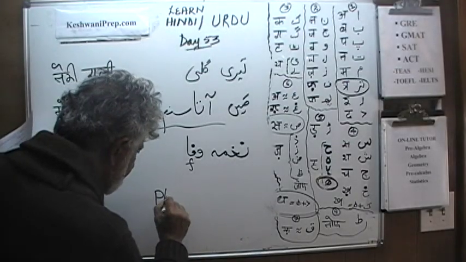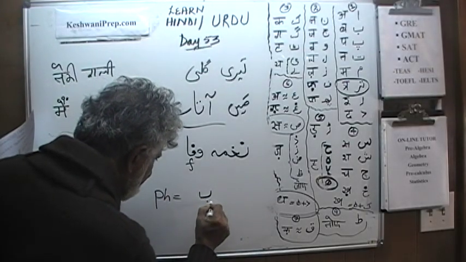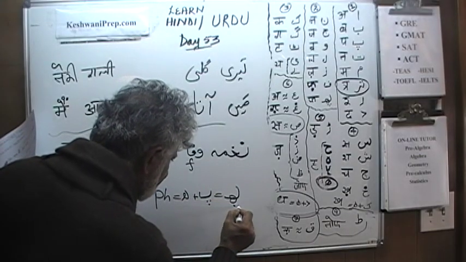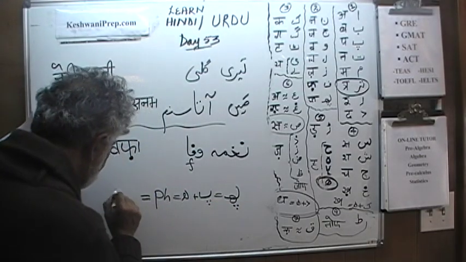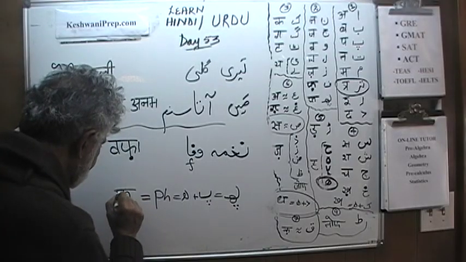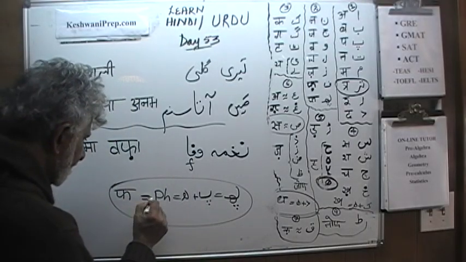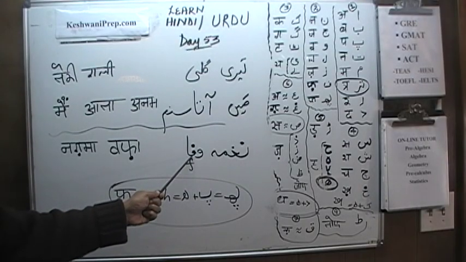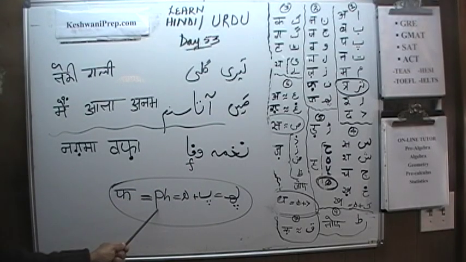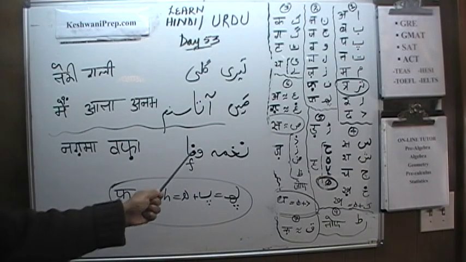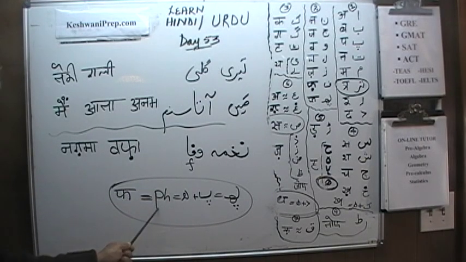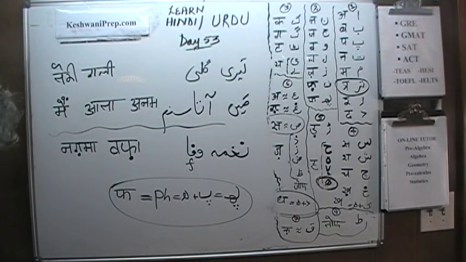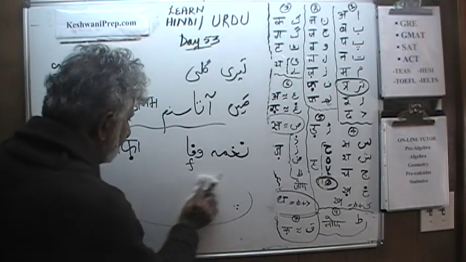We're not dealing with PH, which is pa plus do chashmi hai, which is this fa, which is exactly equal to Hindi letter fa. This is exactly equal to this one. But wafa calls for not PH but F. To remind ourselves that we need an F and not PH, we put a dot underneath the fa. Nagma, wafa, nagma, wafa.